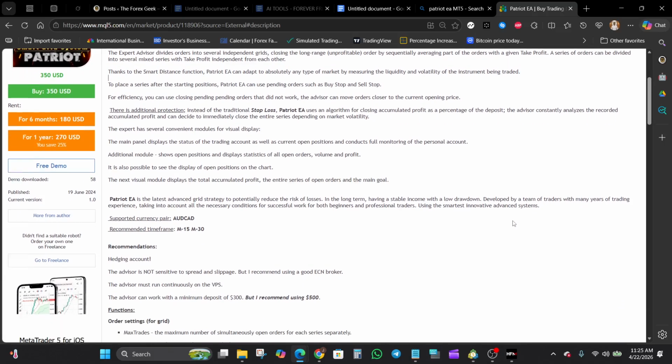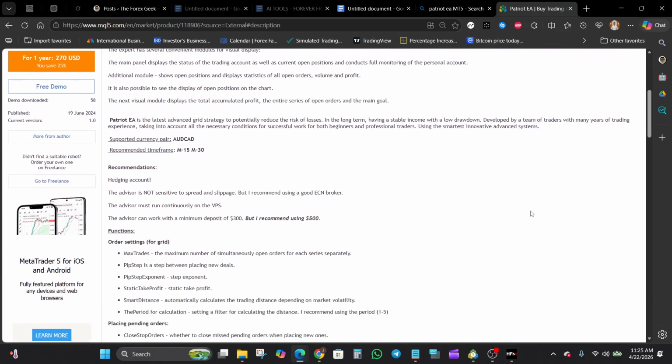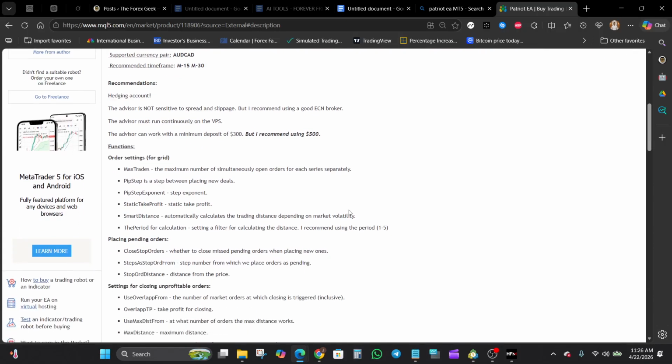So this basically adjusts the spacing between trades based on market volatility and liquidity. So instead of using a fixed grid spacing, the EA adapts dynamically. That matters because in high volatility, wider spacing can help reduce over trading. And in low volatility, tighter spacing helps capture smaller moves. But at the same time, this kind of adaptability also introduces complexity because if the market shifts unpredictably, the spacing logic might not always align perfectly with price behavior.